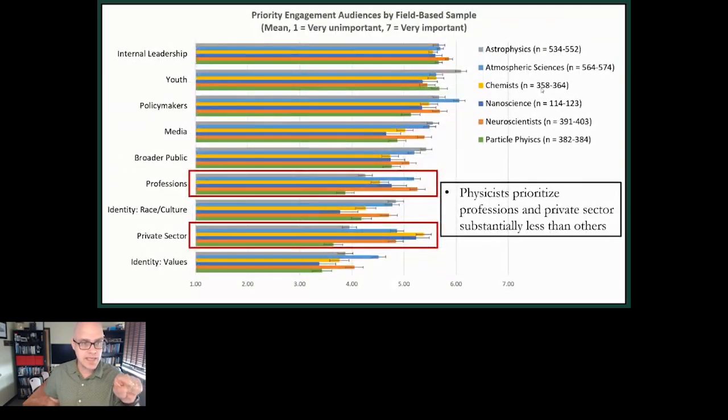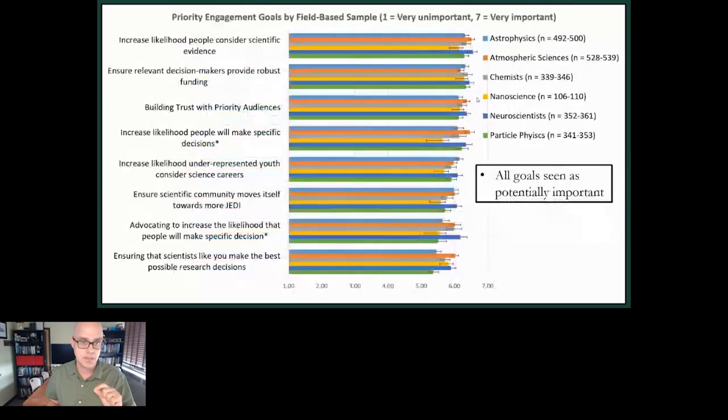I just want to point out that the group that is least prioritized is the group that I think we should actually spend more time thinking about, which is the values-based groups. That would be conservatives, religious groups, political groups, people who really identify with a specific point of view or group. We don't really prioritize those audiences, which I think is really interesting. And then I'll talk about goals.